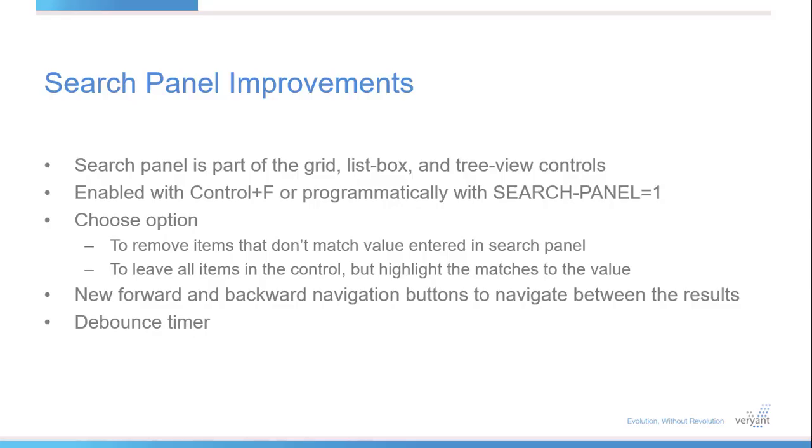Now the control's content can be changed to remove the items that don't match the search, or to just highlight the matching text within the list. New navigation buttons let the user move between the results, and a debouncer timer is included. This is a delay before the control starts to search, letting the user enter more than one letter before filtering starts. We're going to see this in action during the demonstration.